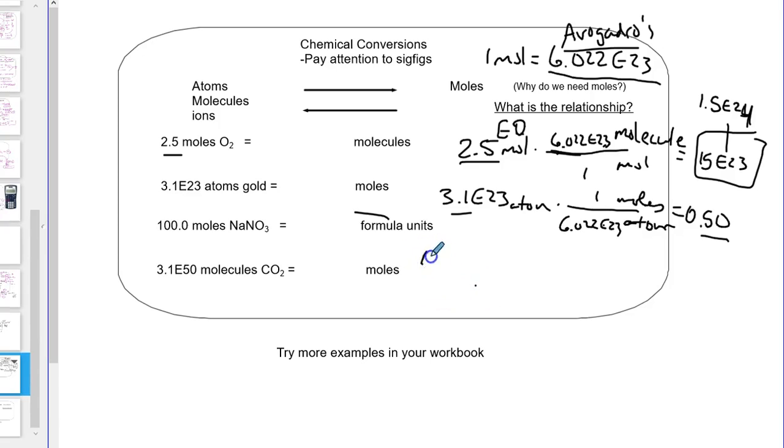All right, so we got 100.0 moles, dot line, get rid of moles, and go to molecules. Formula units. It doesn't mean much, just that's the type of particle it is. It's an ionic compound, 1 mole, 6.022 e to the 23rd.